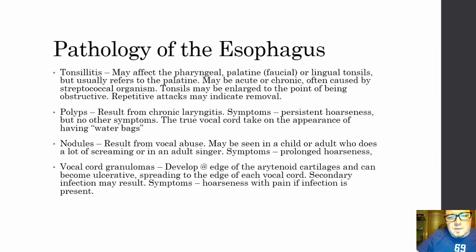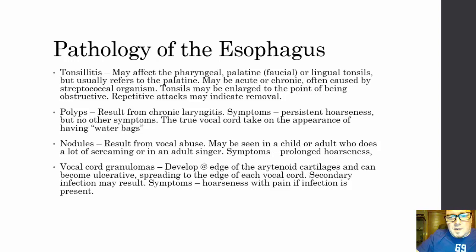Tonsillitis, now we're going back to those palatine tonsils, sometimes the lingual tonsils, but it's usually the palatine tonsils, the same ones we would remove for tonsillectomy. So they can be acute or chronic. Often they recur to the point where those tonsils have become so inflamed that we need to get those out of there. Polyps we talked about a little bit, and they can also occur down in your throat.